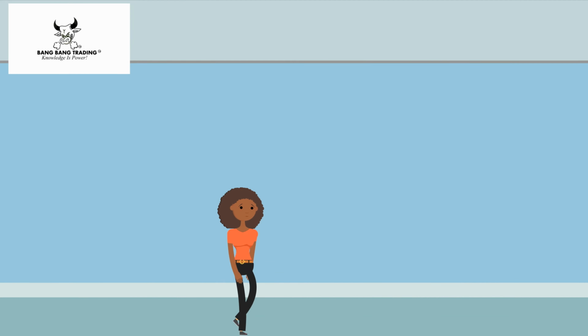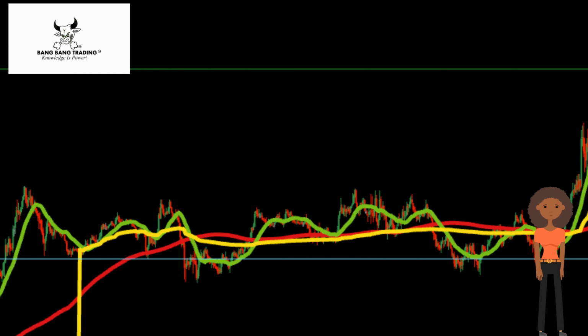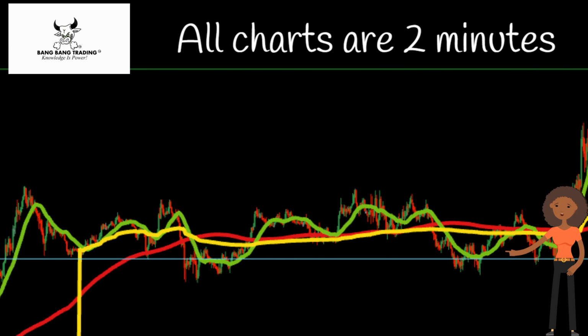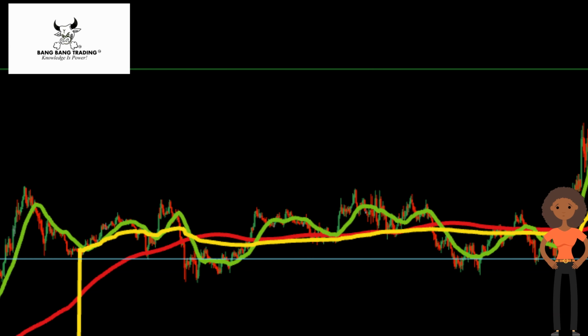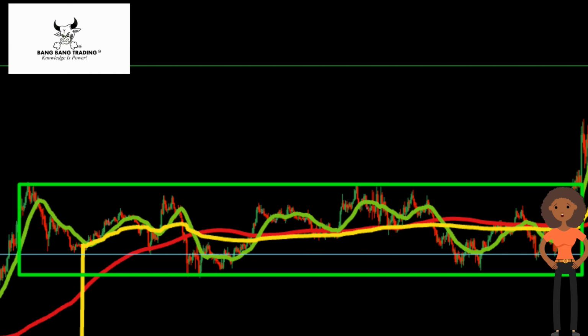Okay, so let's test your knowledge. Where would you be buying, or selling, on this 2-minute chart, according to the 20 period moving average and the 200 period moving average? If you chose nowhere, you were correct. Why? Because when the 20 and the 200 are trading sideways, you should only be trading the range strategy.